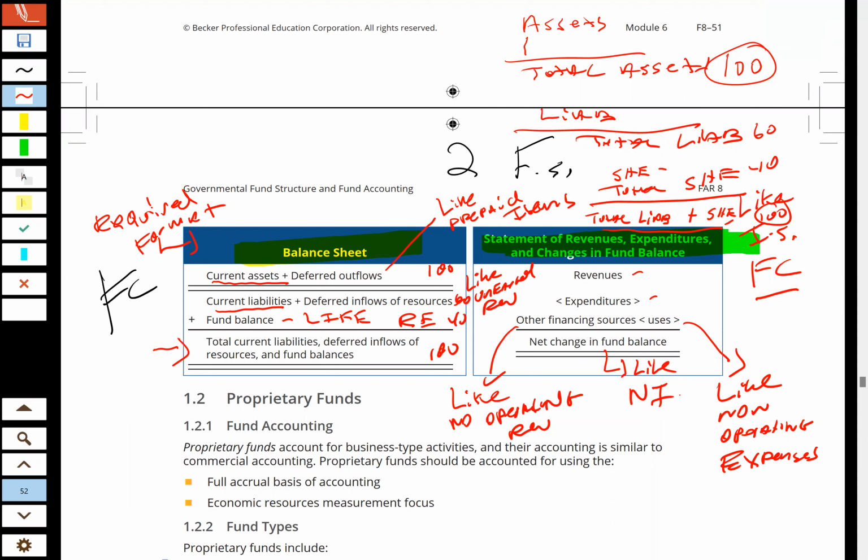Correct. Okay, good. Other financing sources are like non-operating revenue. Would non-operating revenue increase or decrease your retained earnings? So the effect would be, if it's more, then it increases. Non-operating revenue increases or decreases my net income? There's a right and wrong answer. Increase.